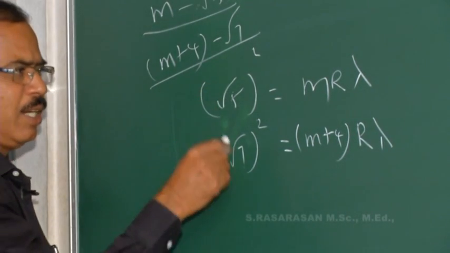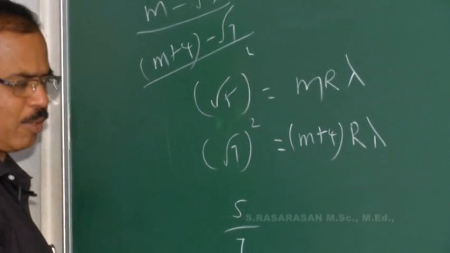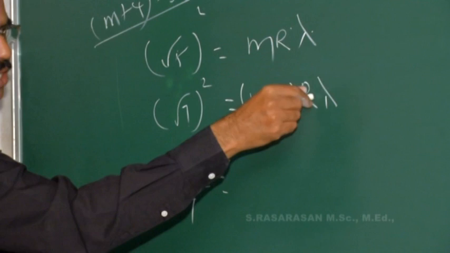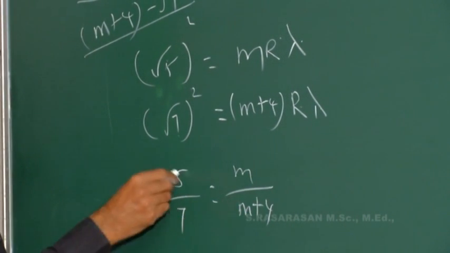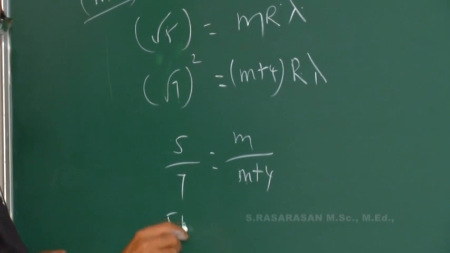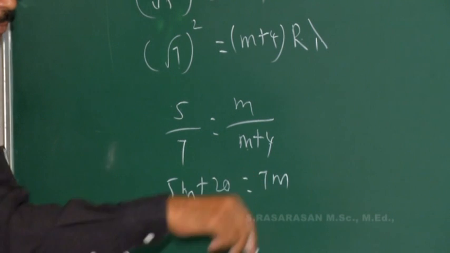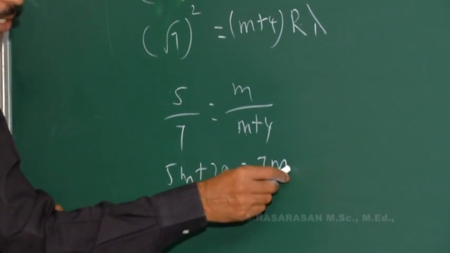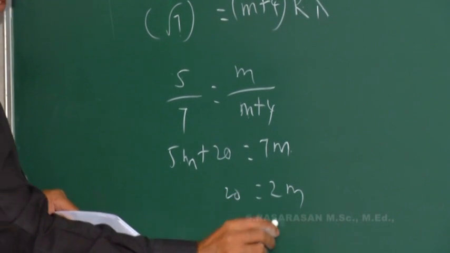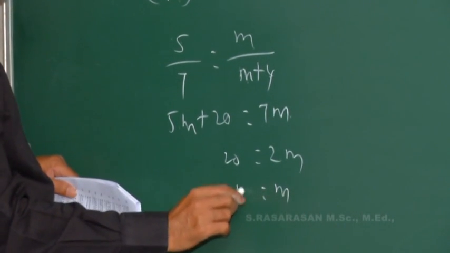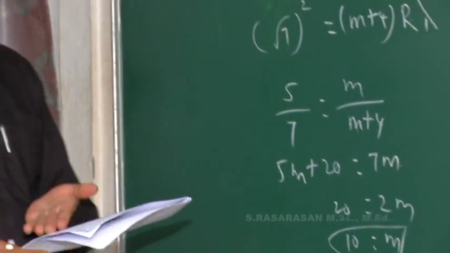Divide the first by the second. The R lambda cancels, so 5 by 7 is equal to m by m plus 4. Cross multiply: 5m plus 5 fours are 20, equals 7m. The 5m goes across as minus 5m, so 2m equals 20. So m is equal to 20 by 2, which is 10. What is the value of m? They asked, and the answer is option D.